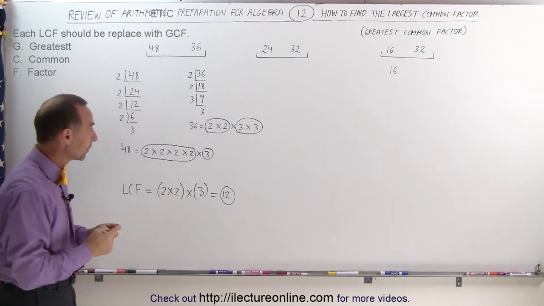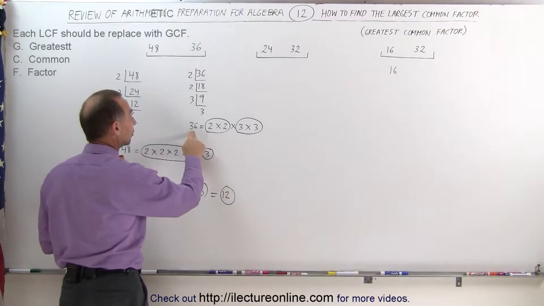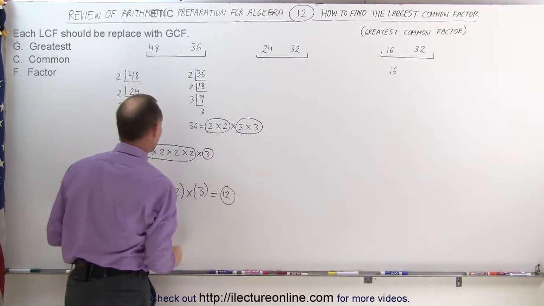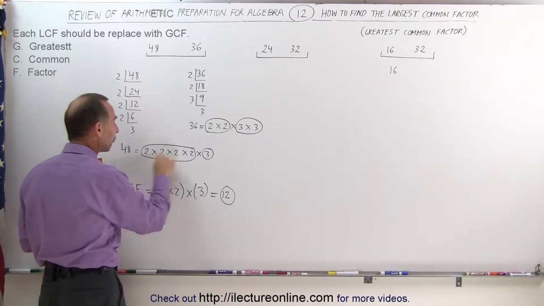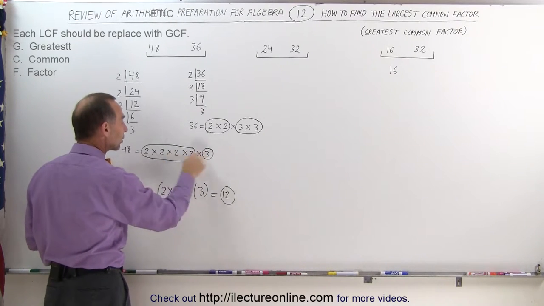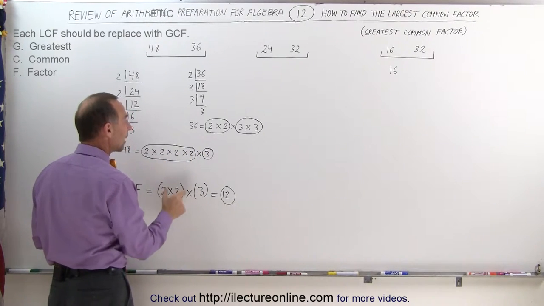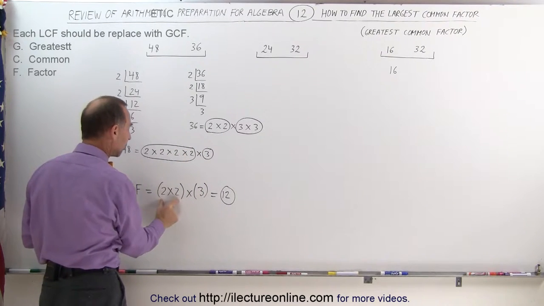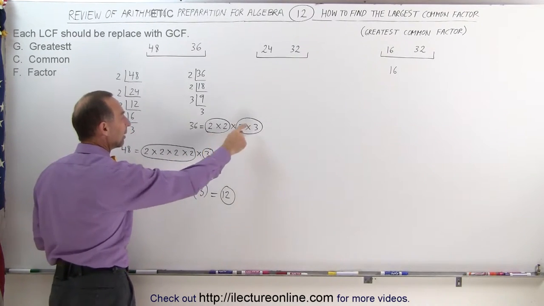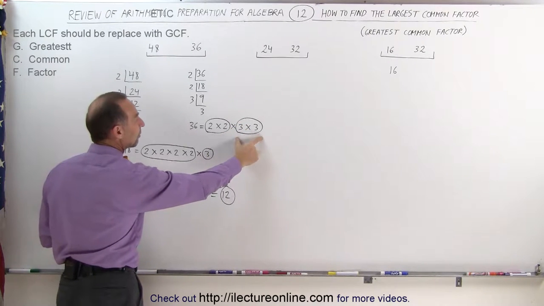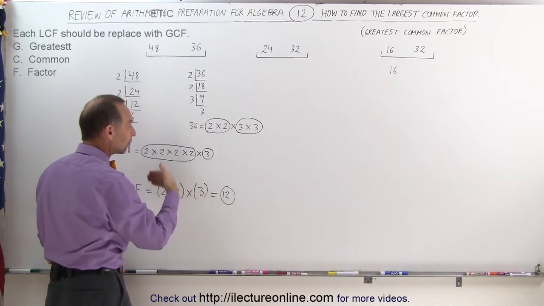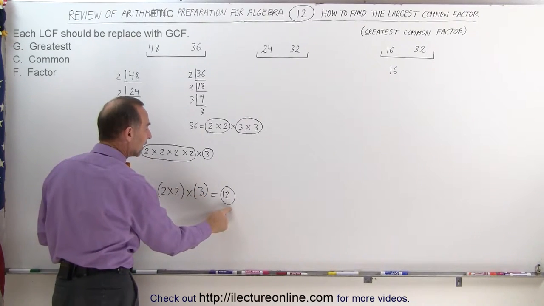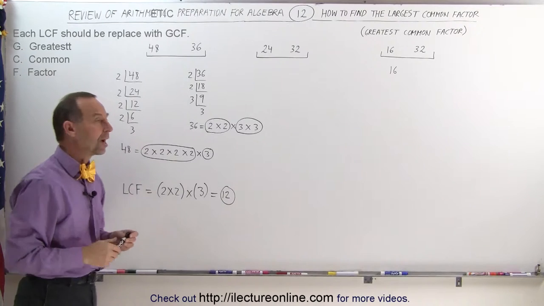Again, how did we do that? We looked at the number 36. We have 2 2s and 2 3s in the product of the prime numbers. We looked at the number 48. We have 4 2s and 1 3 in the product of these prime numbers. We grab the smallest number of them. Here we have 2. There we have 4. So we grab just the 2 from here. And for the 3s, here we have 2 of them. Here we have 1, we just grab the smallest number of them, only 1 of the 3s here, multiply these numbers together, and here's your largest common factor.